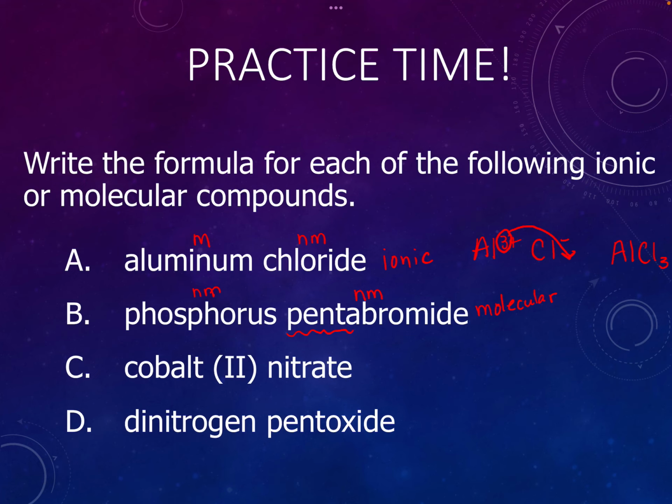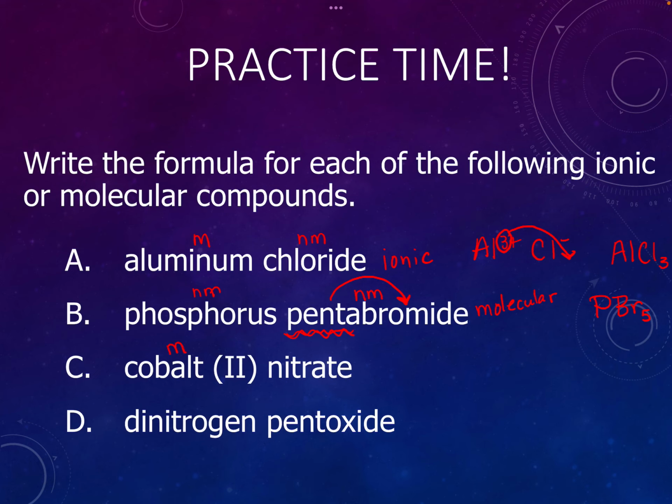So when it's molecular, we don't write out the ions. No circling and switching. We're just going to use the prefixes to tell us what the formula is. So since there's no prefix in front of phosphorus, we know there's just one phosphorus. But since there is a prefix in front of bromine, we use that, so that's 5 bromines. So that's PBr5. Okay, let's try the next one.